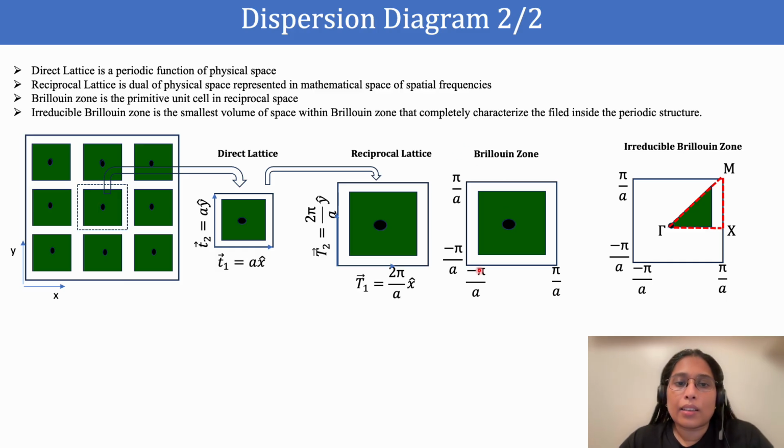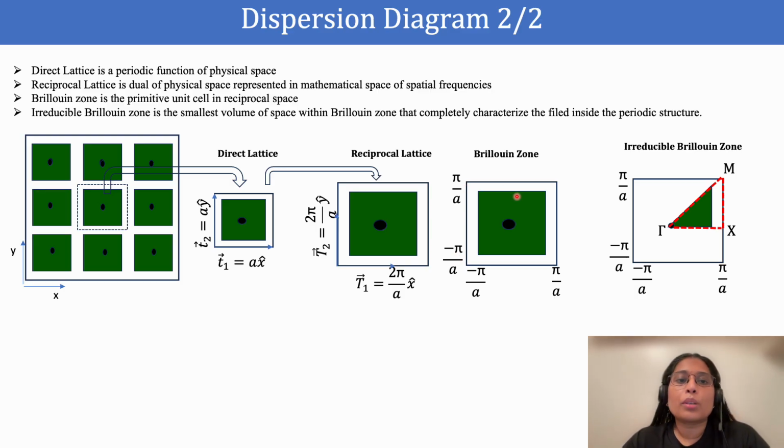So here I'm just going to represent the dimension of this Brillouin zone, because here the total dimension is 2 pi by a. So here it will be divided into a symmetrical shape. The minimum x dimension is minus pi by a to pi by a, and the y dimension will be minus pi by a to pi by a.